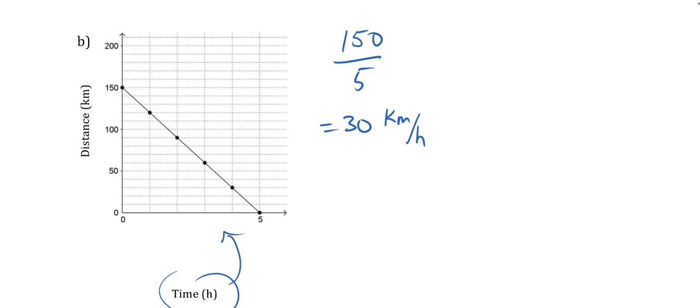And take a look. The change went from 150 to 0, and it took 5 hours to do that. So that all makes sense. Ashton, what did you do that was kind of different? Like you looked at it a different way. So what did you do? Can you explain?